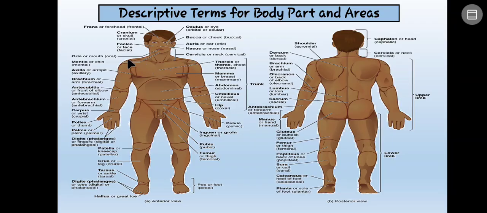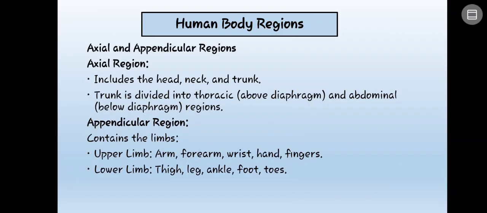The appendicular region consists of the left upper limb, the right upper limb, the right lower limb, and then the left lower limb. This is what we call the appendicular region.